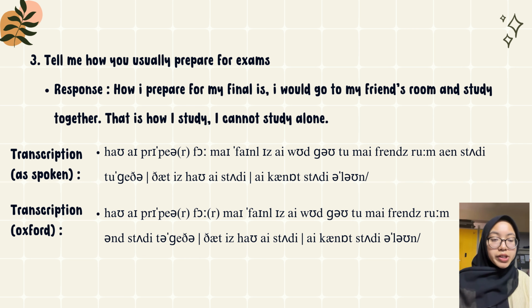The elisions observed in this response are, first, in the sentence "for my", which was pronounced as "fo' my" instead of "for my". The participant dropped the r sound in the word "for". Second, in the sentence "and study", it became "an' study" instead of "and study". The participant omitted the d sound in the word "and", same as the previous response.